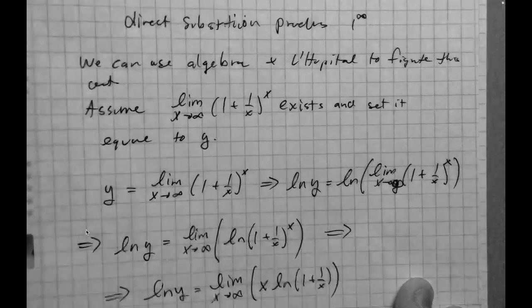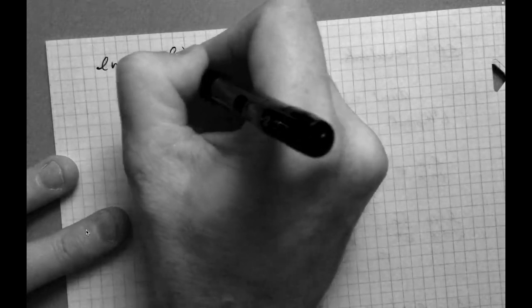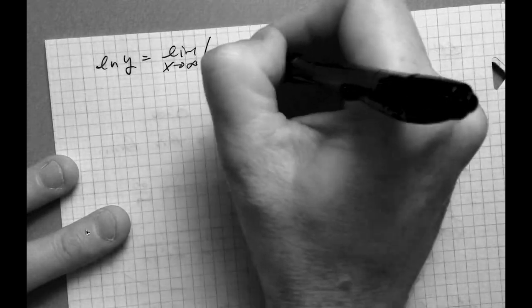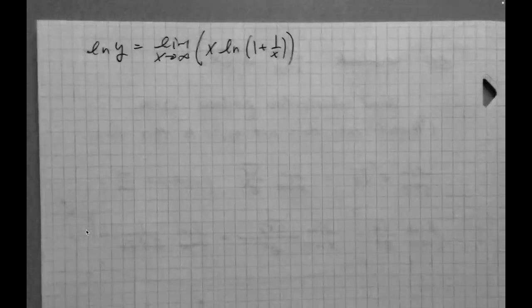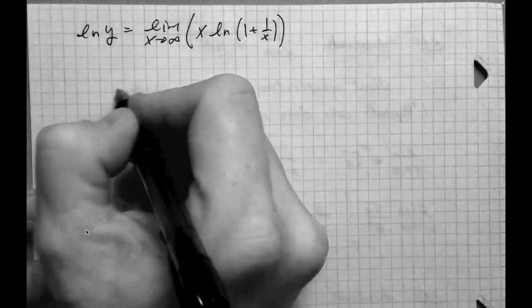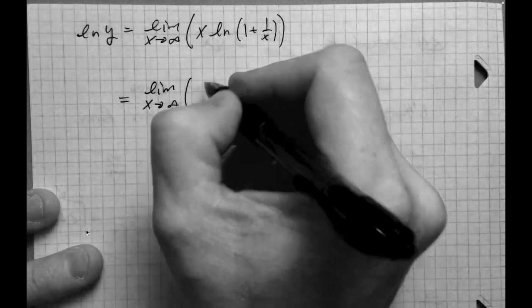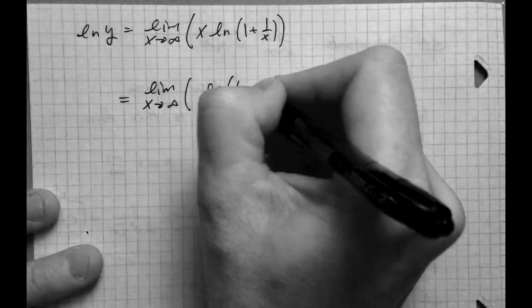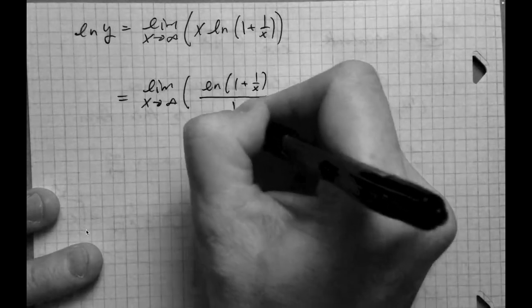All right, let me flip pages here. So just to put this on here, the natural log of y is equal to the limit as x goes to infinity of x times the natural log of 1 plus 1 over x. That's where we left off. And then we can do something interesting with this x here. I'm just going to write it like this: the limit as x approaches infinity of the natural log of 1 plus 1 over x, and then instead of multiplying by x, we can divide by 1 over x, like so.